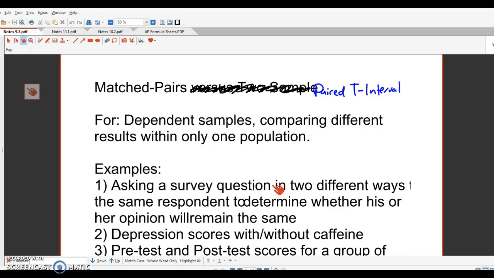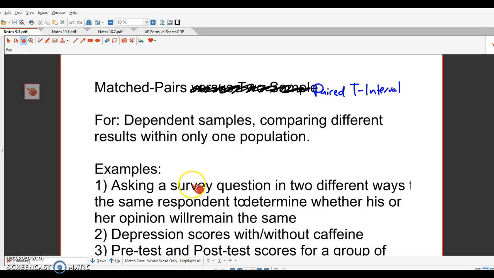Okay, so here are some examples and some specifications for what something needs to be a paired experiment, and therefore we need a paired t interval or matched pairs interval. They need to be dependent samples, meaning that the response to one treatment would depend on the response to the other treatment. When you're reading the examples, it would be the case where you have different results within the same population.